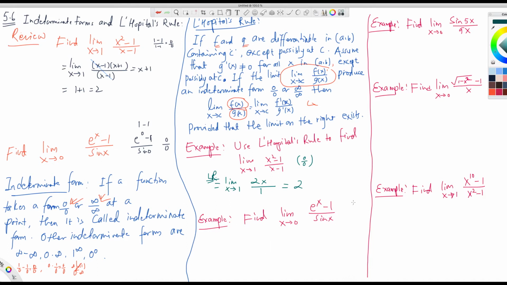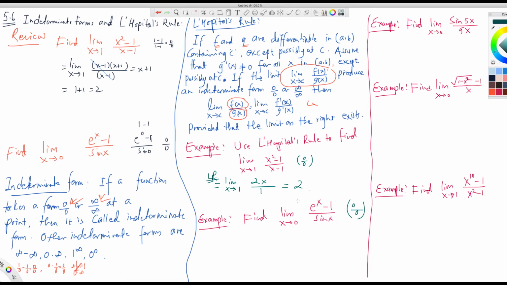When you plug in the limit here, you get e to the 0 minus 1. E to the 0 is 1, minus 1 is 0, over sine 0, which is 0. We got an indeterminate form, so we are okay to use L'Hopital's rule.